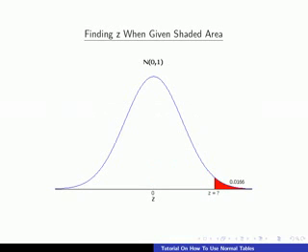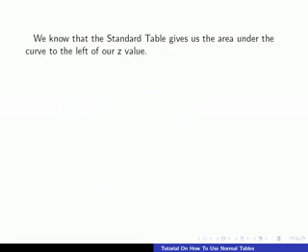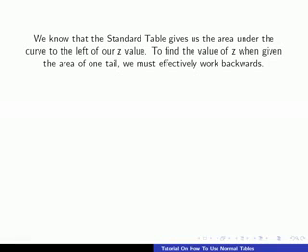It could be the case that we're given the area of one tail and asked to find the z value. If you're given this kind of problem, always draw your curve out because it makes it a lot easier to make sense of. So we know that the tables give us the area to the left of our z value, but we have no z value, so to work this out we have to work backwards.